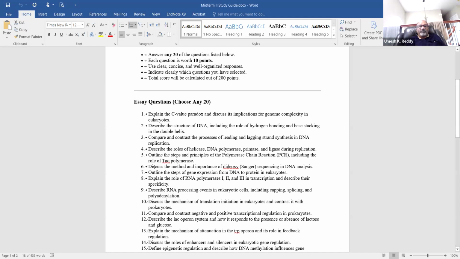So what is the difference between dideoxy Sanger sequencing of DNA analysis? This is pretty much PCR. Then what is the difference?